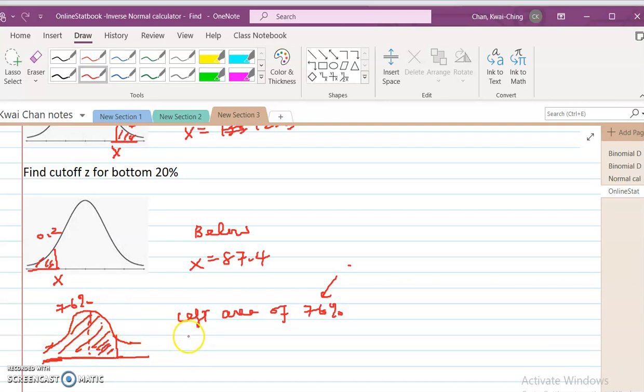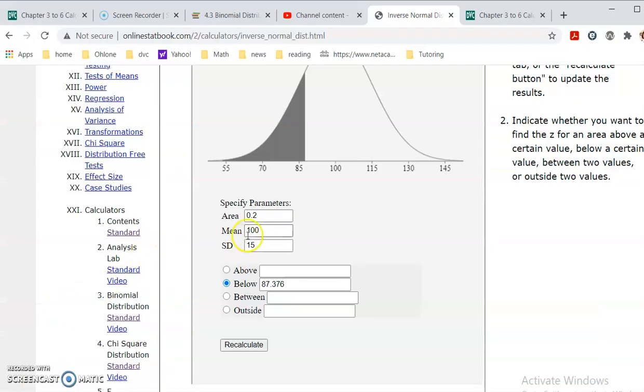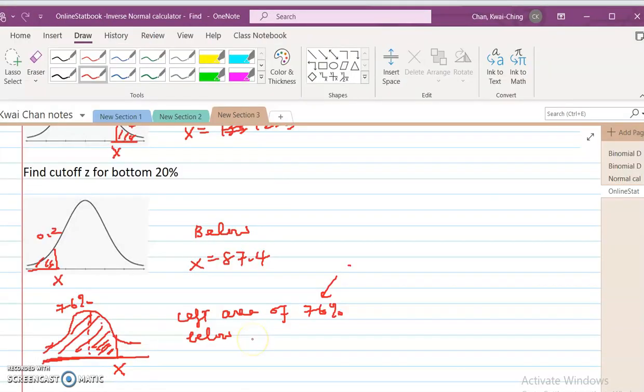Now, when you do the inverse normal, you still say below, right? You still say below because all these are below this cutoff. The x cutoff that has a left area of 76%. So you do 0.76, but you would do below. Okay, and you recalculate: 110.6. So x is equal to 110.6 is the answer. So this number is greater than 76% of all IQ data.